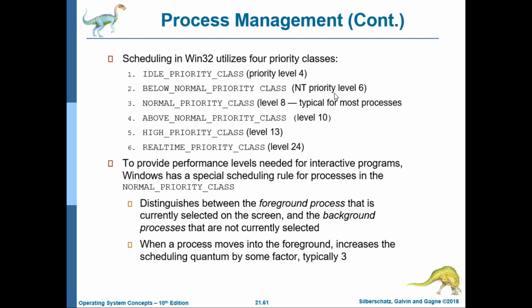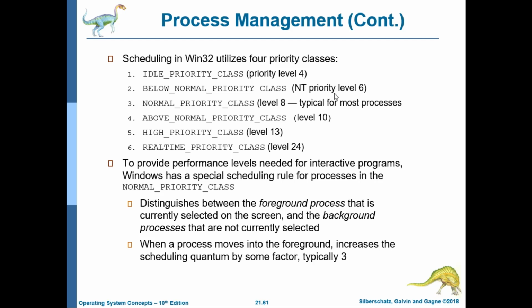So next is a continuation with process management. Scheduling in Win32 utilizes four priority classes. Actually, it's six. Number one, we have the idle priority class, which is priority level 4. Then we have the below normal priority class, NT level, priority level 6. And then we have the normal priority class, which is level 8, typical for most processes. We have the above normal priority class, level 10. High priority class is level 13. Real-time priority class is level 24. The higher the level, the higher the priority.